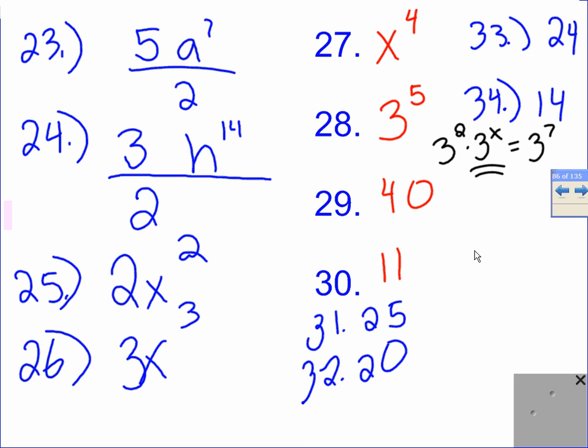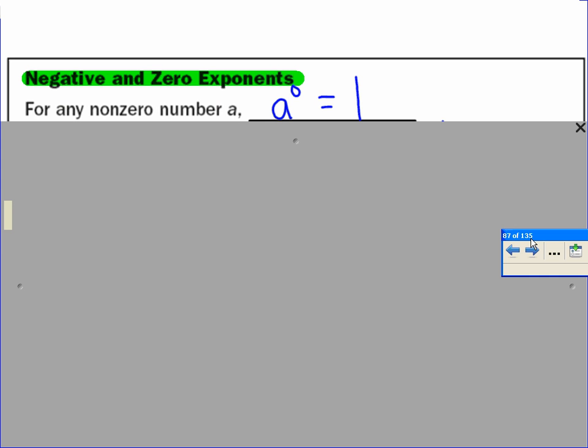All right, let's open up our notes. We are on page 16, starting at the bottom. Now, some of you guys, we already talked about a lot of this yesterday, because a lot of you know how to simplify negative and zero exponents. So I'll be interested to see how this goes. We already did the warm-up. We're going to start with the box where it says negative and zero exponents.